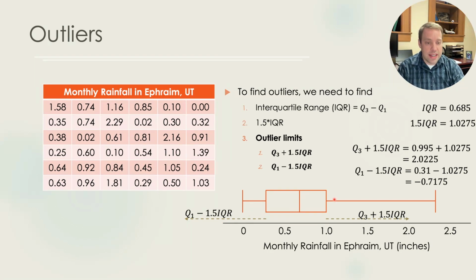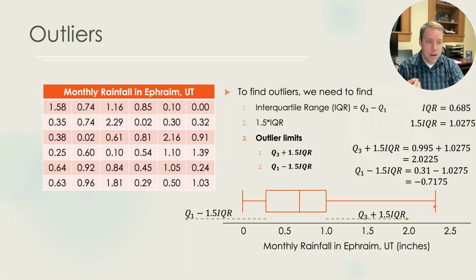But on the right, our whisker goes beyond this point. So third quartile plus 1.5 IQR gives us 2.0225. The whisker goes beyond that value of 2.0225. Anything that goes beyond that point, that's pretty unreasonable now. So those are what we call outliers.